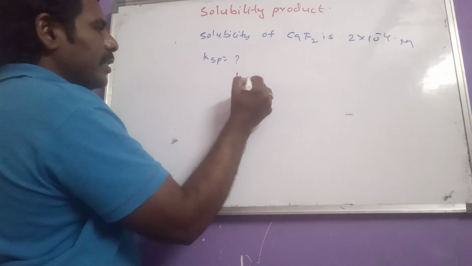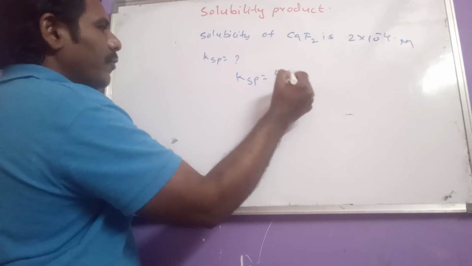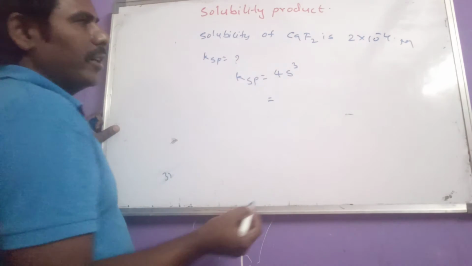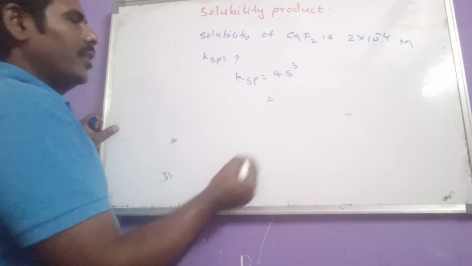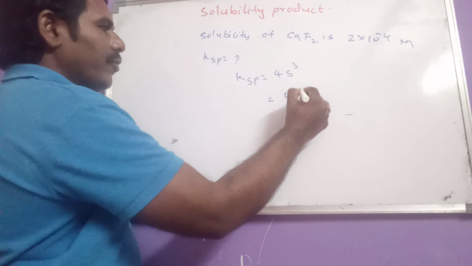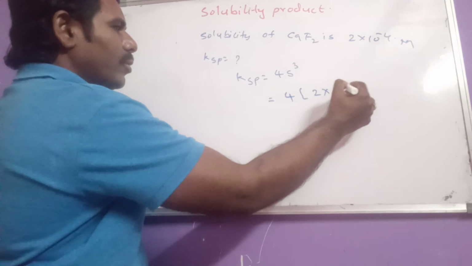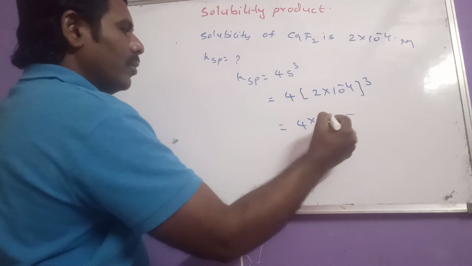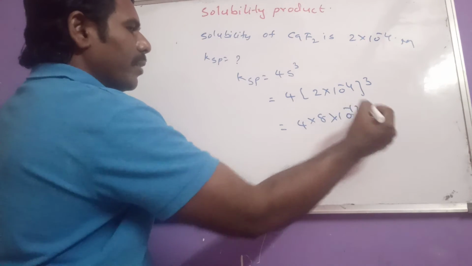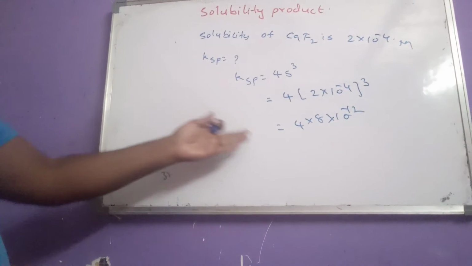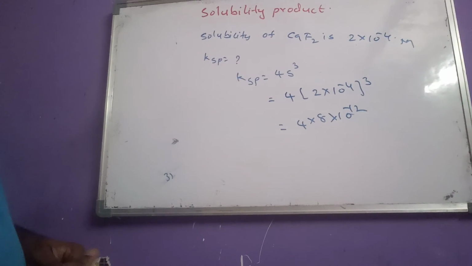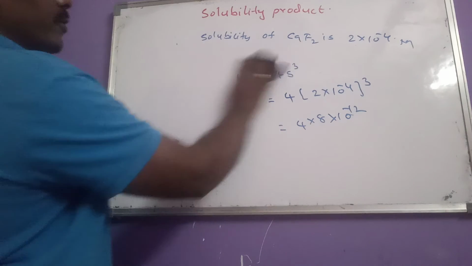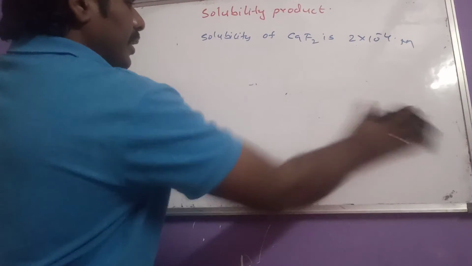Therefore, KSP equals, what is the formula? 4s cube. Now S value they have given, 2 into 10 power minus 4. So now we can write here 4 into 2 into 10 power minus 4 whole power 3. That means 4 into 8 into 10 power minus 12. So this is the KSP value for that CaF2 salt.